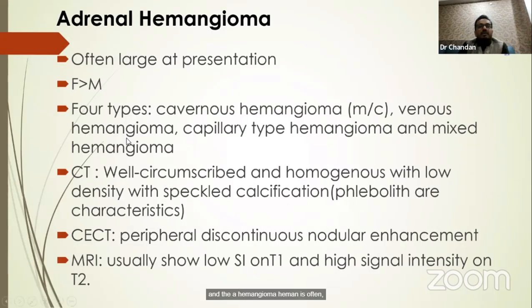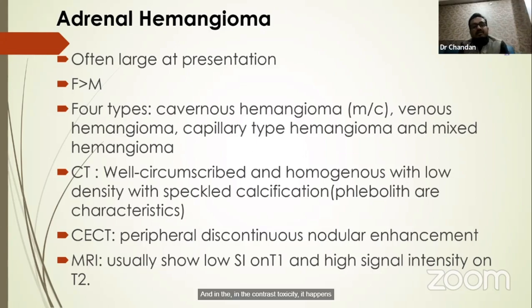Adrenal hemangioma is often large at presentation, and females are more predominantly affected. There are 4 types: cavernous hemangioma, which is the most common type, venous hemangioma, capillary hemangioma, and mixed type hemangioma. On CT, hemangioma appears as a well circumscribed, homogeneous, low density lesion with speckled calcification. Phleboliths are characteristic of hemangioma.